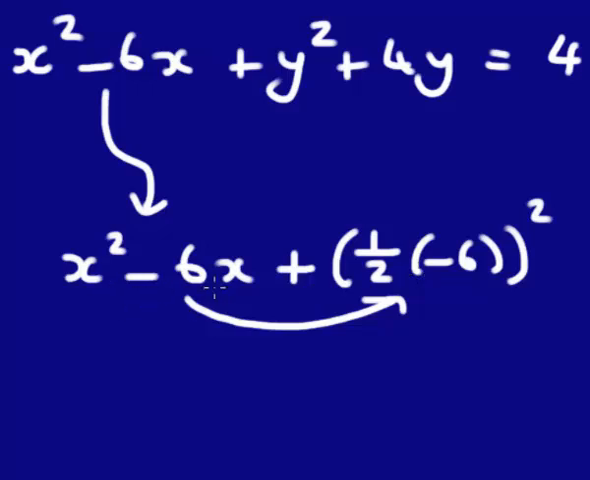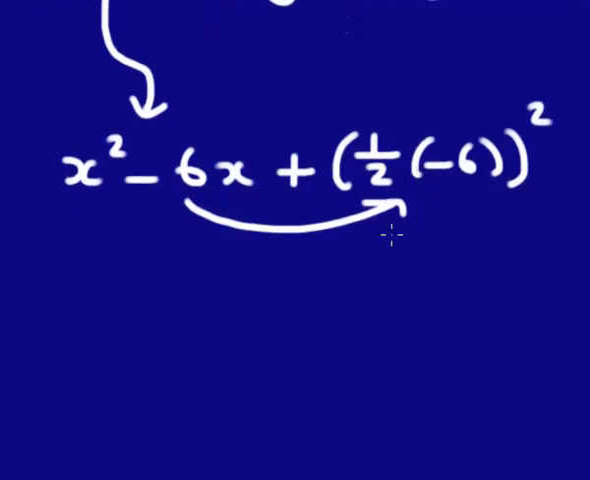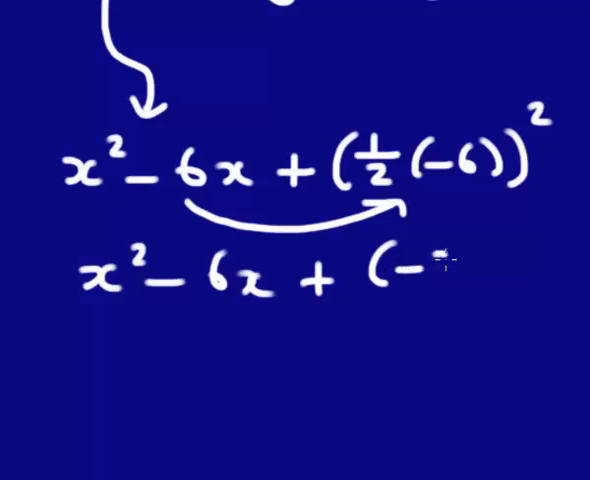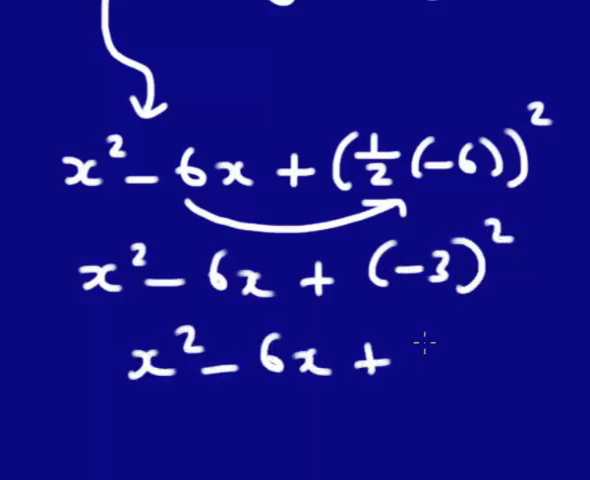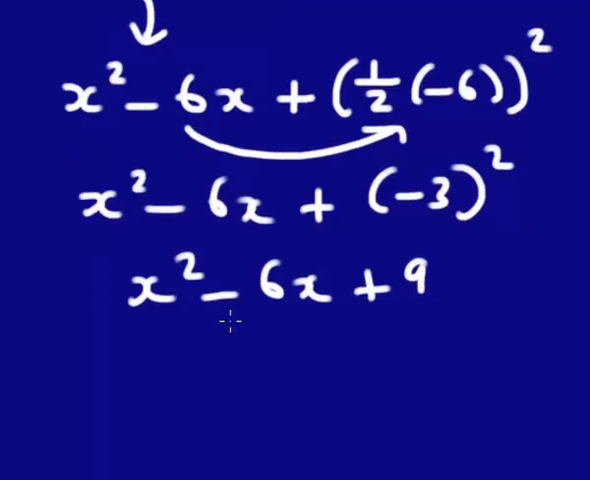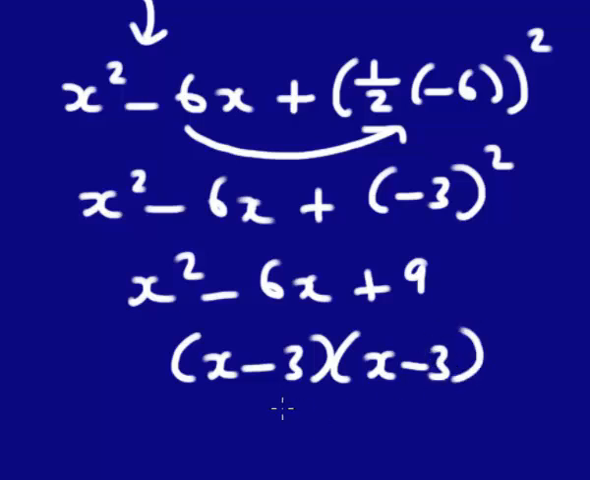So what you do now, watch this carefully: we have x squared minus 6x plus half of negative 6, all squared. This gives you x squared minus 6x plus, half of negative 6 is negative 3, squared, which gives you 9. The beauty of that is it's x minus 3, which is x minus 3 squared. This is a perfect square trinomial.